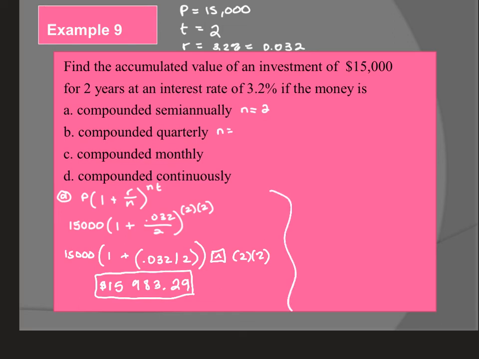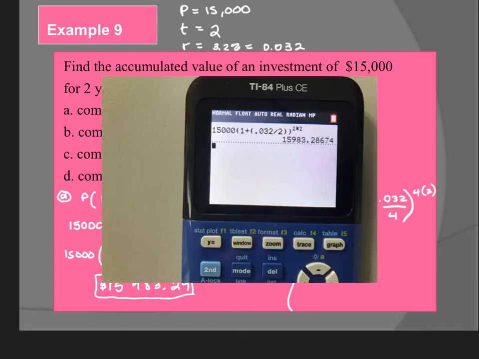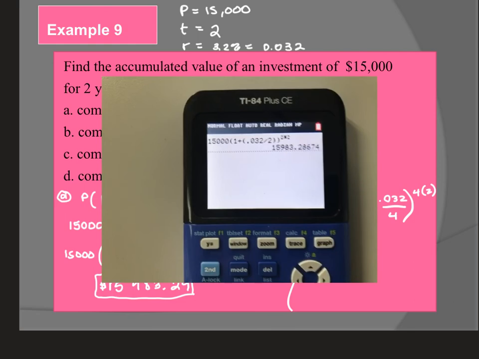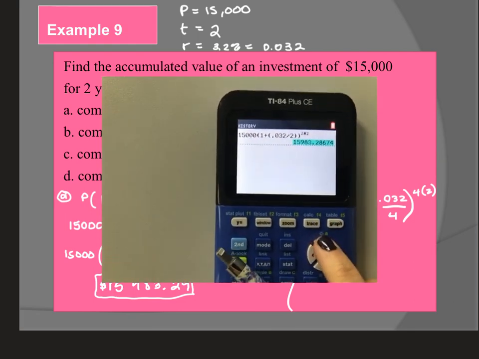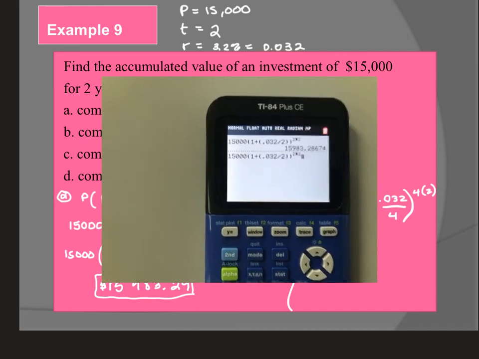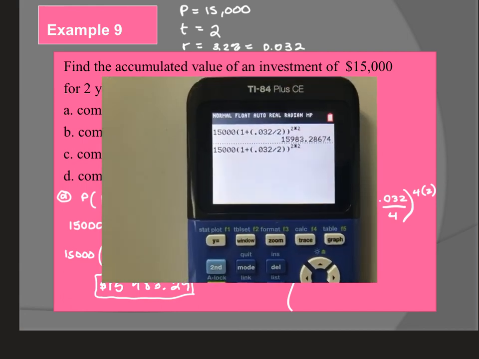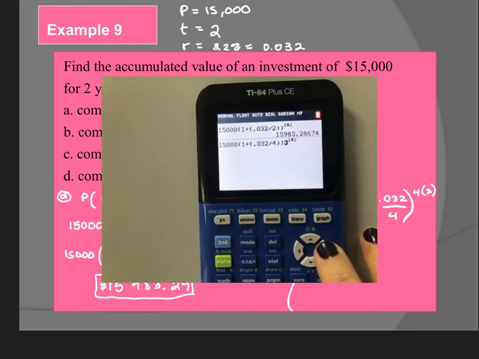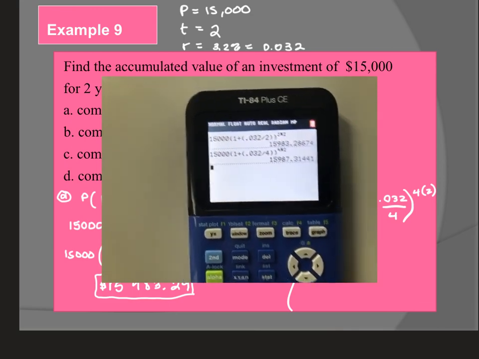Okay, so now if I go to quarterly, what changes? Just the N. The N becomes 4. So this would be 15,000 times 1 plus 0.032 over 4 to the 4 times 2. Now let me show you a trick on the newer graphing calculators that will save you some time. If you have the 84 and beyond, you arrow up and hit enter, and it's going to duplicate it. So now all I have to change is my N's. So this is an N, and this is an N, and then I hit enter.